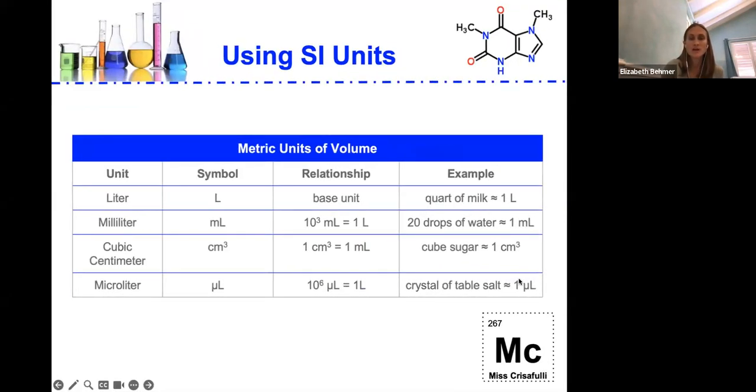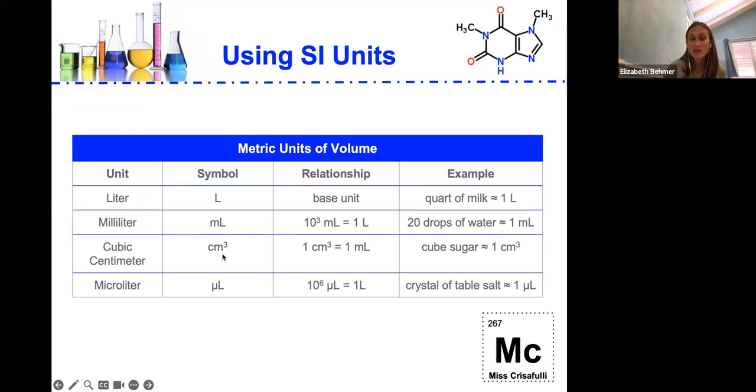So, metric units of volume and their relationship, and some examples. The liter is the base unit of volume, and a quart of milk is roughly 1 liter. A milliliter: 1,000 milliliters is equal to 1 liter. So 10 to the third is 1,000. That is equal to 1 liter. And about 20 drops of water is 1 milliliter.